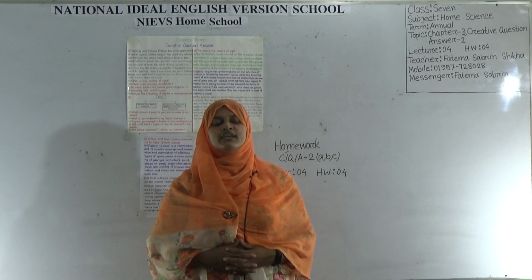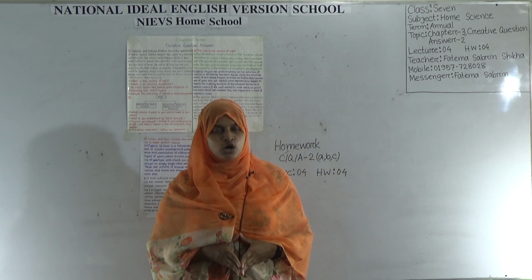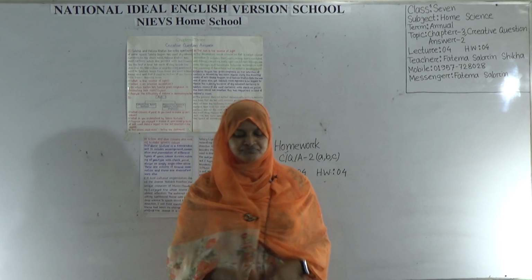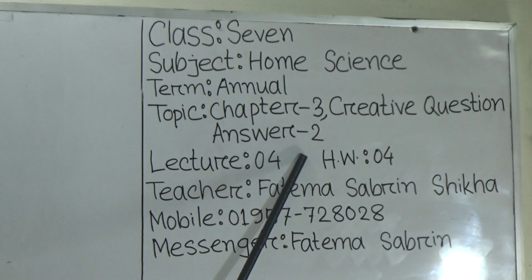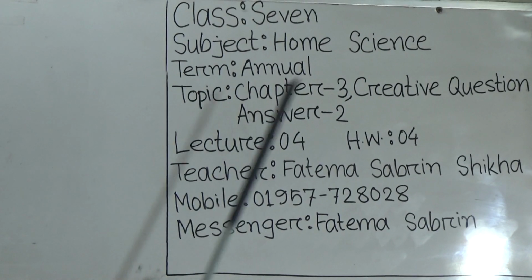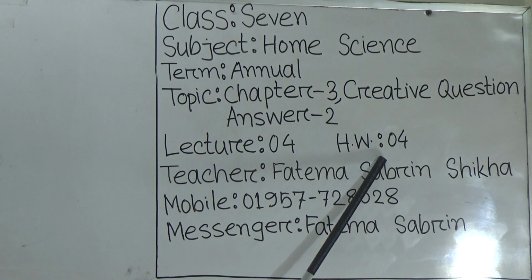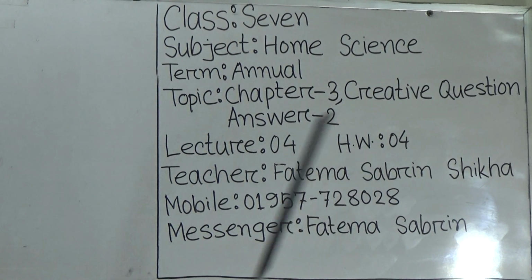Today I am going to take a home science class for the students of class 7 on the topic of creative question answer 2 from chapter 3. I am repeating, our today's topic is creative question answer 2 from chapter 3. This is our fourth lecture and fourth SW.